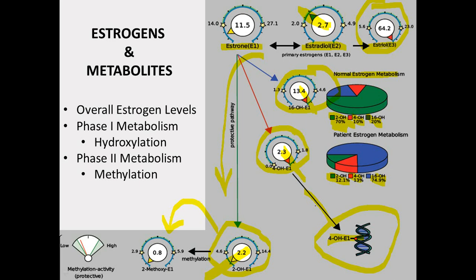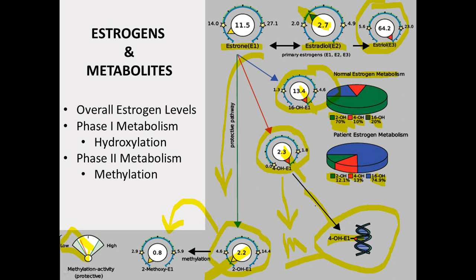This 4-hydroxy estrogen, you can protect against that by methylating. Now the methylation products of the 4 are not very easy to measure, so we're just looking at the 2, but you can see that the overall index for that methylation is pretty low for this patient. So she may need some support with both phase 1 and phase 2 metabolism, especially if she's going to stay on her estrogen therapy.